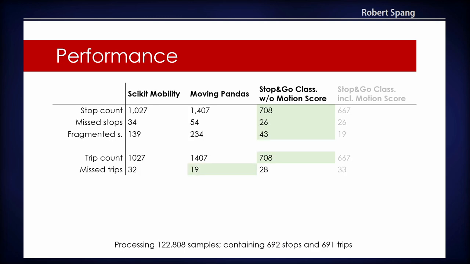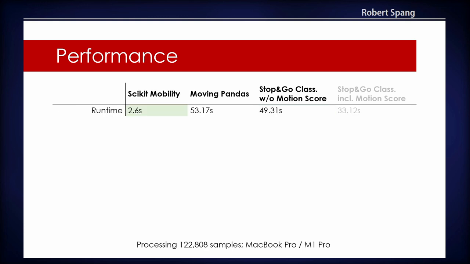Apart from sample-by-sample analysis, we also looked at the performance of our stops and the trips. Here, notably, Moving Pandas was able to miss fewer trips. I would argue they find double the amount of trips that there are, but sure, we missed less. And last but not least, looking at the runtime might be interesting here. It's just outstanding how quick Scikit Mobility did this. Moving Pandas and our stop and go classifier here still, I guess, have a lot of headroom to explore. If performance really is necessary to you, then one idea might be changing the Python backend or rewriting everything in C, what you would do at the weekend, right?